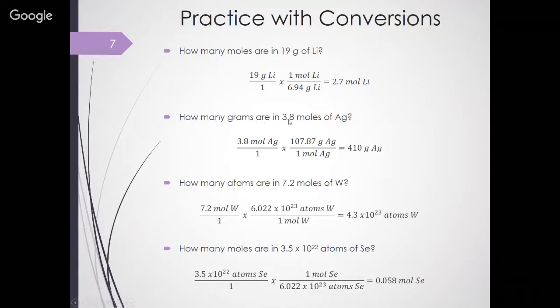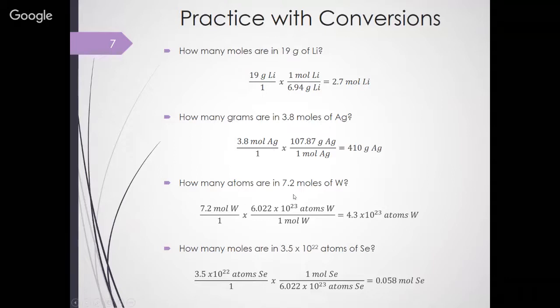How many grams are in 3.8 moles of silver? I'm given 3.8. I want to find the mass in grams. So now I'm going to multiply by the molar mass. 3.8 times 107.87 gives me 410 grams, rounding to 2 sig figs. Keeping in mind that my moles here cancel with my moles here. Up here, my grams of lithium canceled with my grams of lithium.